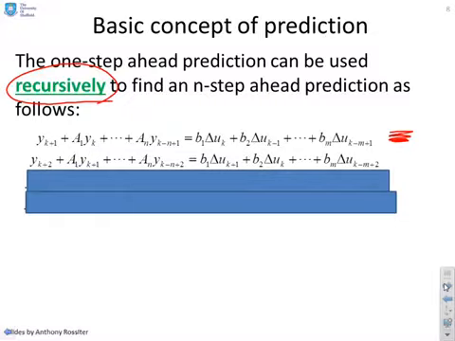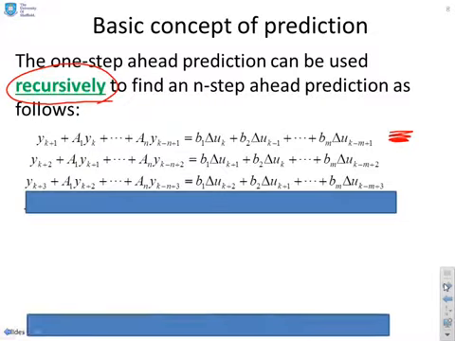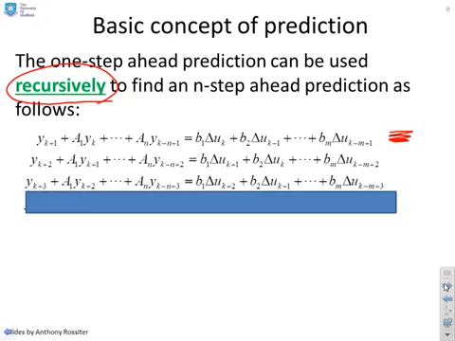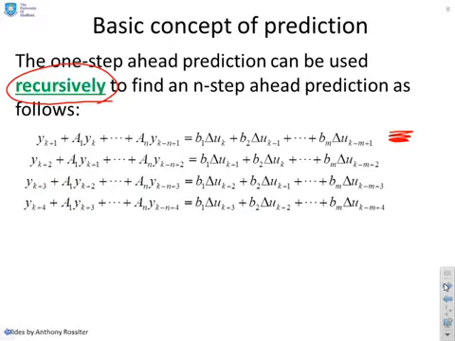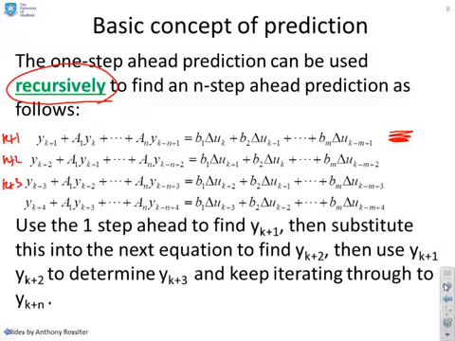There it is, yk plus 2 plus a1 yk plus 1 and so on, and the next sample instant yk plus 3 plus a1 yk plus 2, and the next sample instant, and so on. So all you're doing is writing down the one step ahead prediction model at each different sample. We've got sample k plus 1, sample k plus 2, sample k plus 3, and so on. Now, what you could do is you could take the value of yk plus 1 and put it in here, and you could take the value of yk plus 2 and put it in here, and take the value of yk plus 3 and put it in here, and so on.